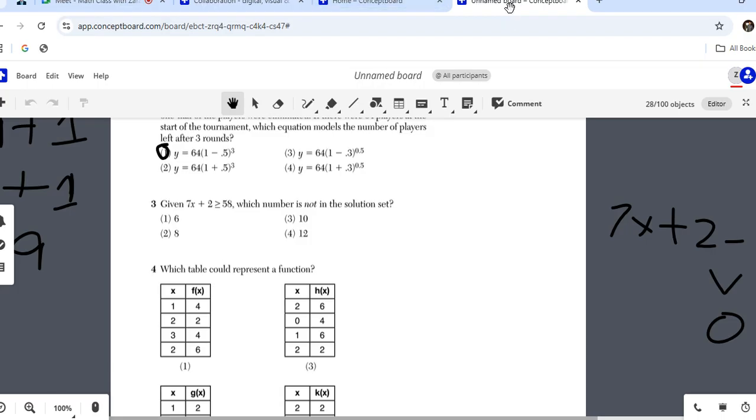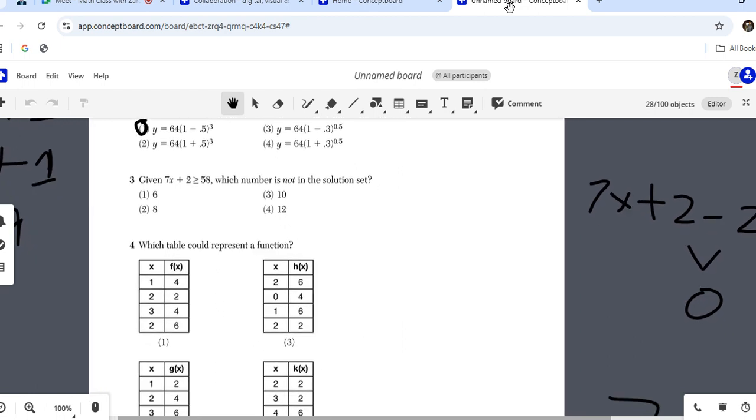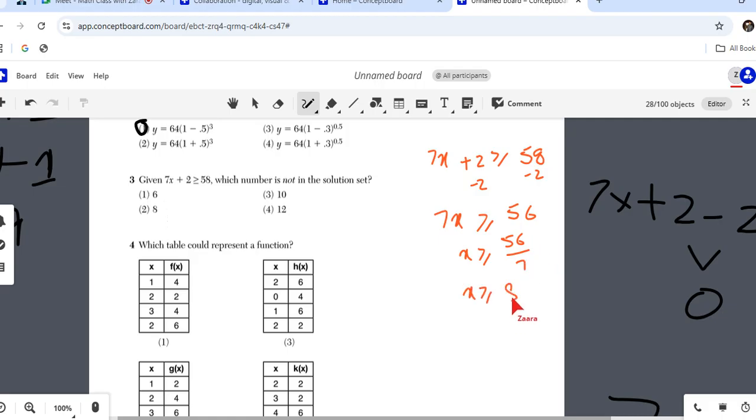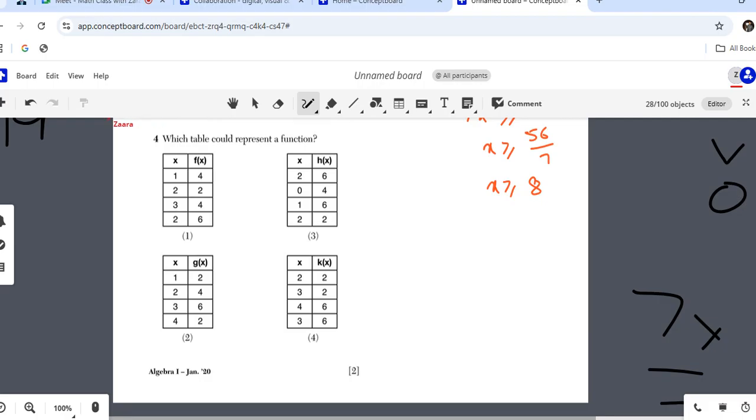So what do you think? Which one is the correct answer for question number three? Number 1 is the best choice. So it is 7x plus 2 greater than or equal to 58. You subtracted 2 from both sides, so you got 7x greater than or equal to 56, right? So that means x is greater than or equal to 56 divided by 7. That means x is greater than or equal to 8. 8 will be your solution. Exactly. Please move to the next one.